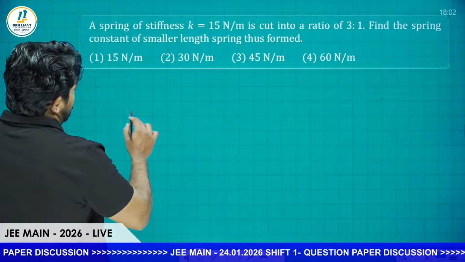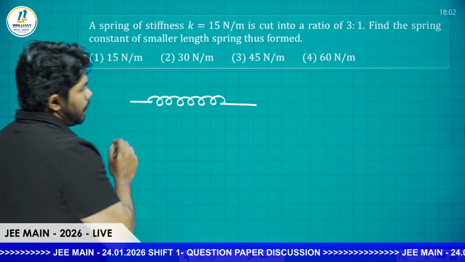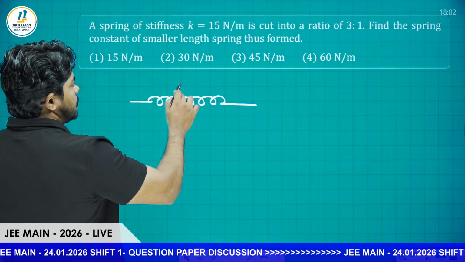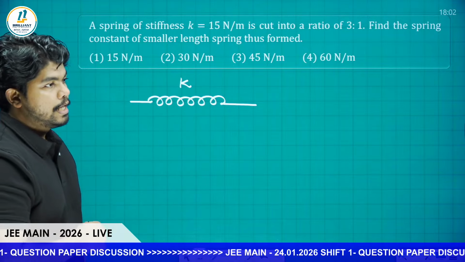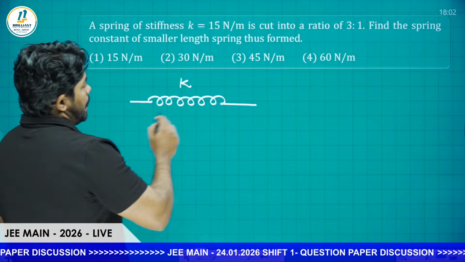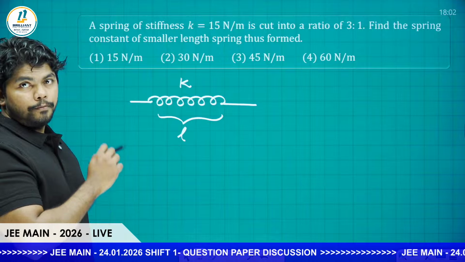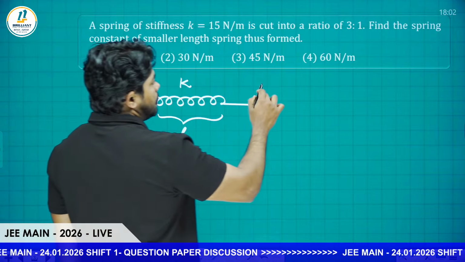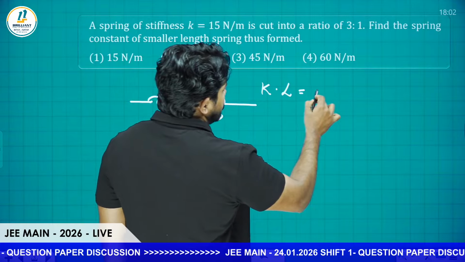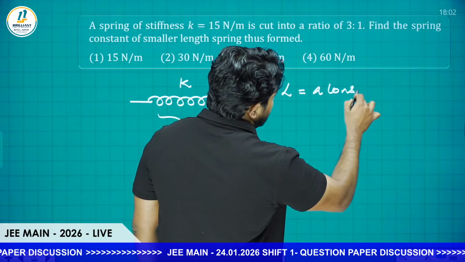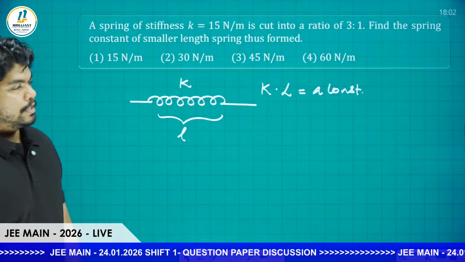So the idea is, here we have a spring. And what about the spring? A spring has a spring constant, that is the material quality of that spring, right? And also it has a length. For a spring, we can say that the product of the length and the spring constant is always a constant.